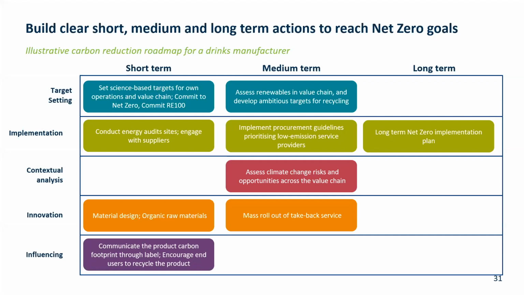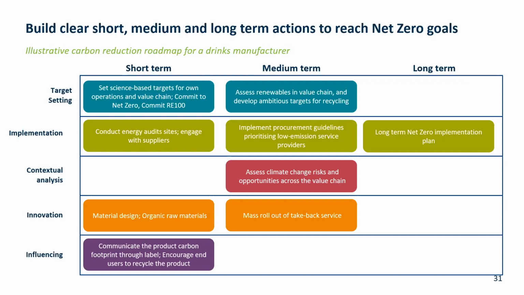In the medium term, they want to look at the prospects for renewables in their value chain. They want to develop some significantly ambitious targets for recycling. For implementation, they want to conduct these energy audits. So they want to start commissioning these audits, understand where those reductions can take place from their own sites. They want to engage with their suppliers. And medium term, look at procurement guidelines, how they can look at low carbon procurement as service providers, and the long term goal towards net zero. So looking at those removal offsets in the longer term.